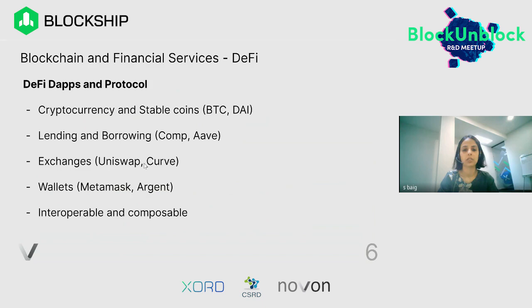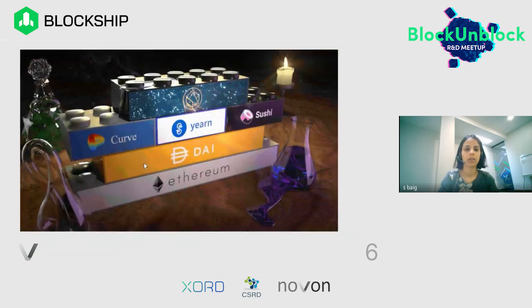Just like you can use different pieces of Legos to build something, you can use all these platforms to build something on top. So here is a graphical representation of what I mean. You can see that at the bottom level we have the Ethereum layer. Then on top of that we have a monetary asset like DAI, on which there are decentralized exchanges such as Curve and SushiSwap. And on top of that, there is another application, which is a market prediction app called Augur. So this is what I mean by composability and interoperability.